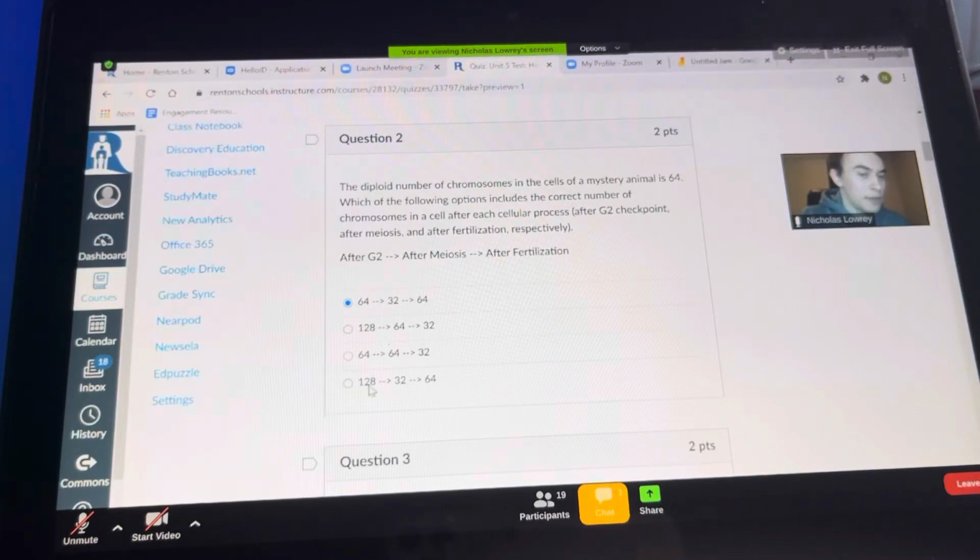And then that means you can also rule out this one here because you're not going to go from 128 to a fourth of that total. You don't lose 3/4 of your chromosomes when you're doing this. We only end up having our numbers. Okay, so that's question 2.